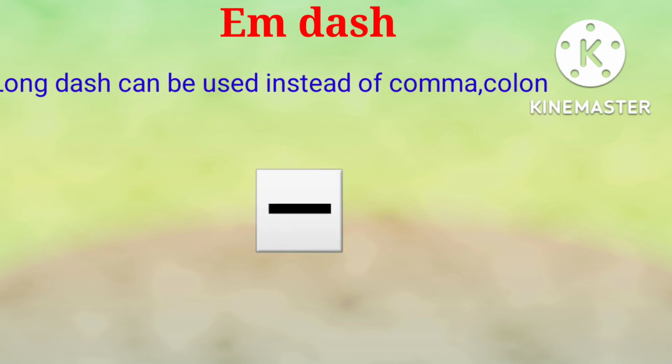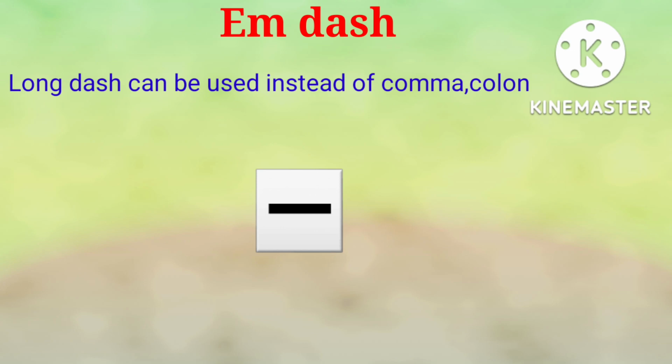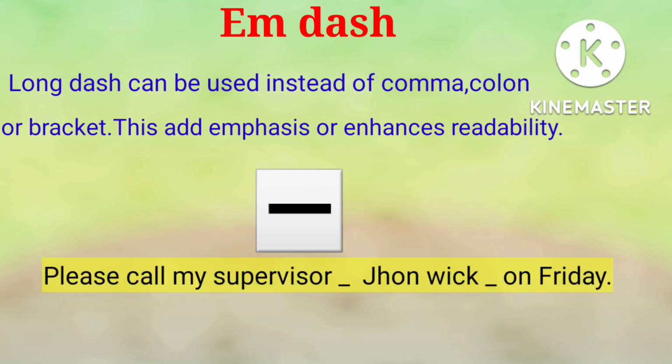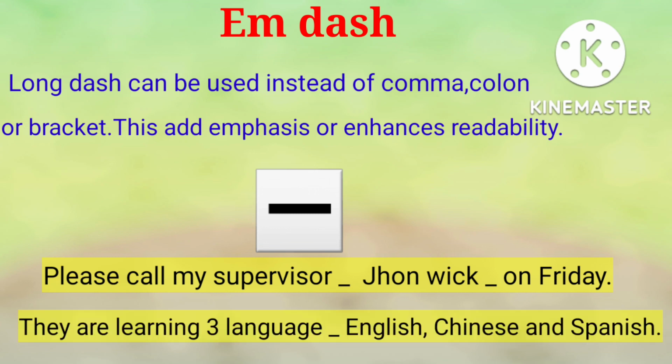Em dash. An em dash can be used instead of a comma, colon, or bracket. This adds emphasis or enhances readability. For example, please call my supervisor—John Wick—on Friday. They are learning three languages: English, Chinese, and Spanish.